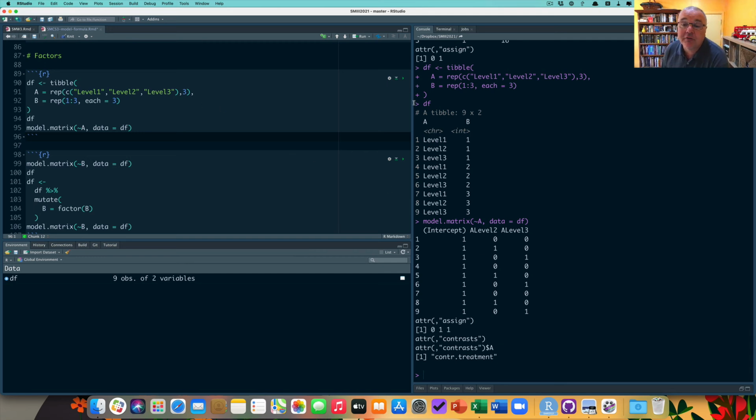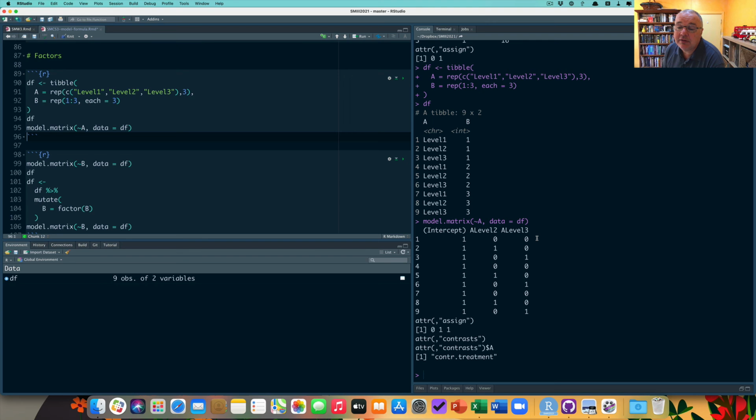So it said, what's the first one alphabetically? Level 1. We'll set that as our reference level. And then basically now it's got 2 extra columns. So if you have K levels, you'll end up with K minus 1 columns. This column is a 0 if you're any level but 2, and a 1 if you're level 2. So you see this one's level 2, so there's a 1.